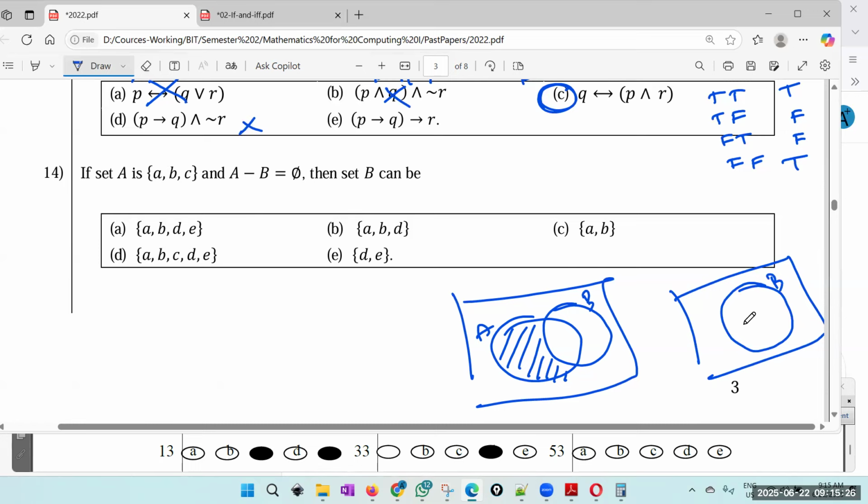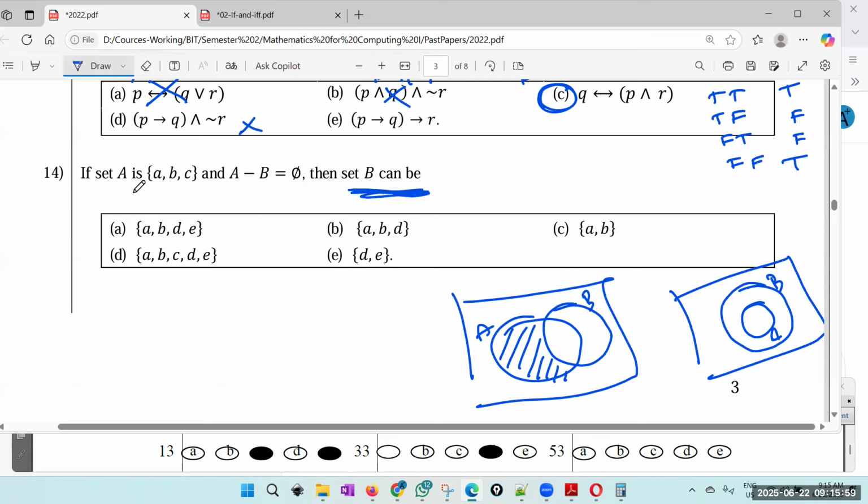If this is B, this is my A. All the elements in A are in B. And also there's a possibility that A equals B. That case we can't eliminate, because when A equals B, A minus B is also empty. And when A is inside B, A minus B is also empty, because when you remove all the elements of B from A, you have nothing.